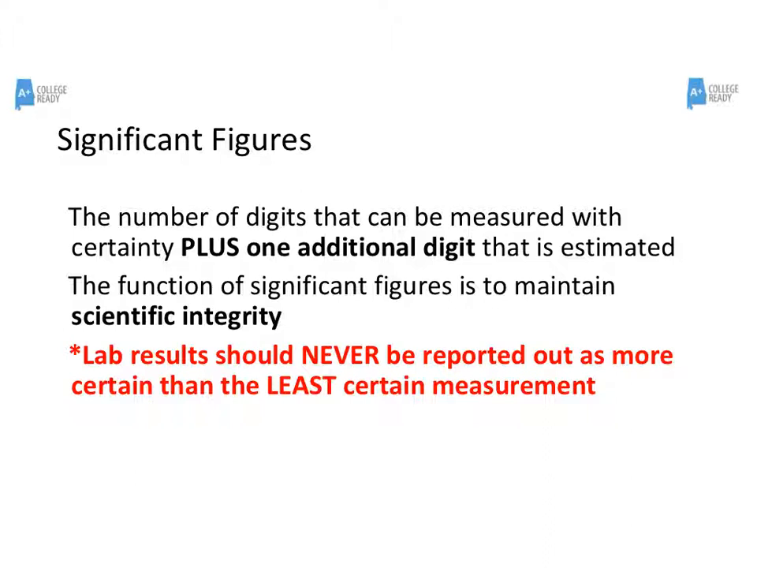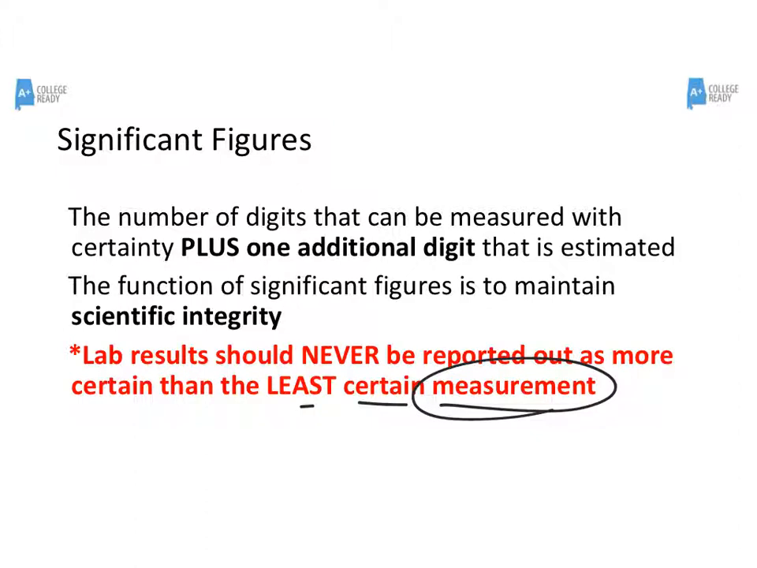The number of digits that can be measured with certainty plus one additional digit that is estimated are significant figures. The function of significant figures is to maintain scientific integrity. Lab results should never be reported out as more certain than the least certain measurement in your calculations.